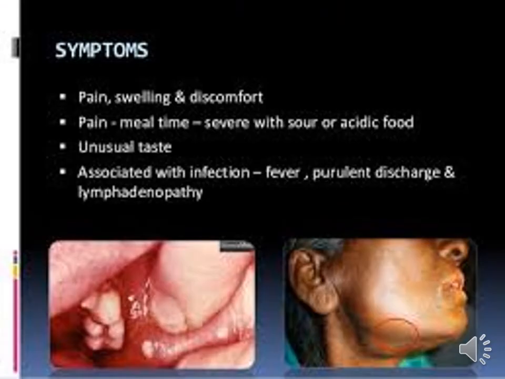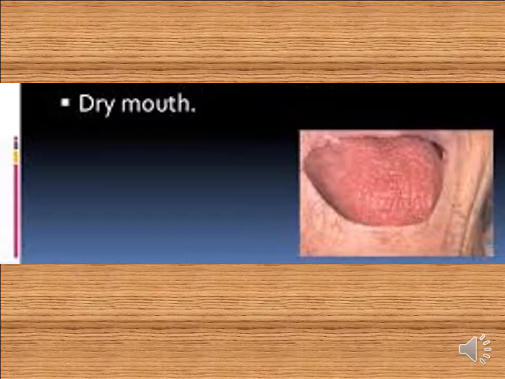The symptoms of a stone in the duct of a salivary gland: first, pain, swelling, and discomfort. Pain during meals, and an unusual taste due to decreased secretion of saliva, associated with infection, fever, purulent discharge, and lymphadenopathy. And last, depending on whether it is the parotid gland, it sometimes leads to dry mouth.